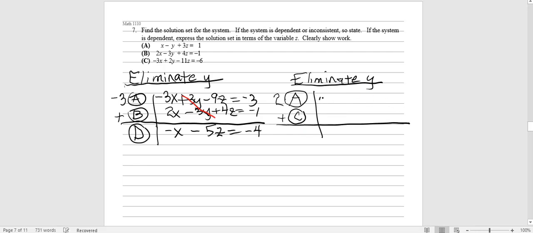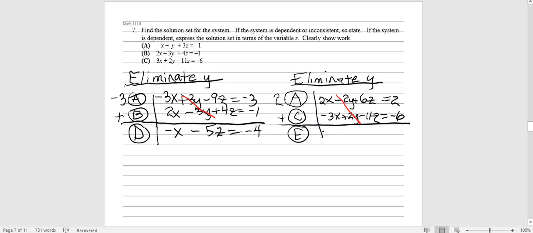So 2 times equation A gives me 2x minus 2y plus 6z equals 2. And then I'm going to just copy equation C. I want to make sure I do that correctly. All right, and I notice that the y terms are opposite, so those are going to add to 0. I'm going to call this equation E.